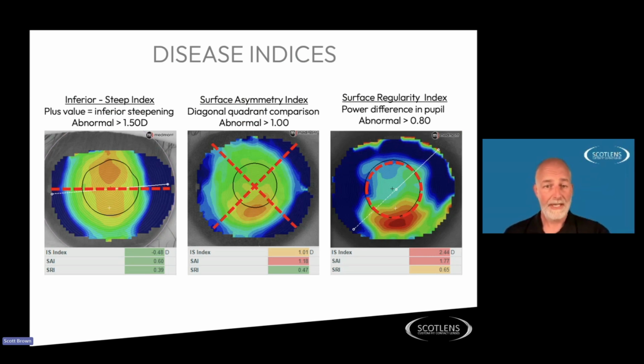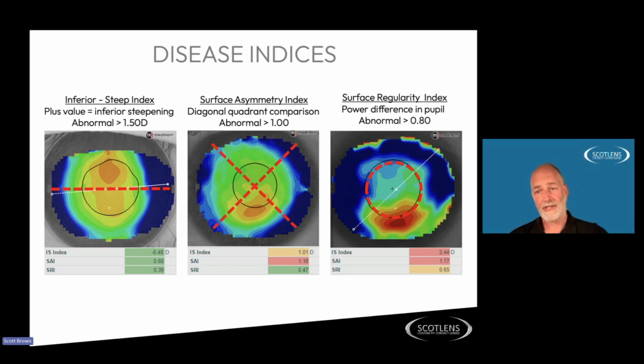So on the left-hand side, we've got the IS value. Of course, in keratoconus, you tend to get the inferior cornea having a more positive value. So it's the inferior-superior steep power difference. We've got a regular cornea there. The middle one, we've got the SAI, which is where we're looking at the diagonal power difference. And you can see that this patient has a fairly normal IS value, but the SAI is showing up as a red traffic light.